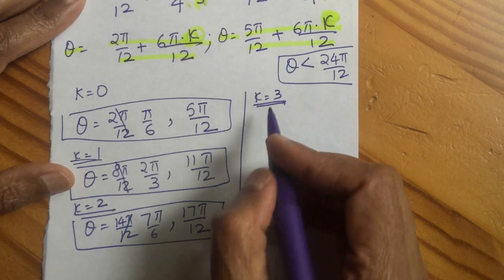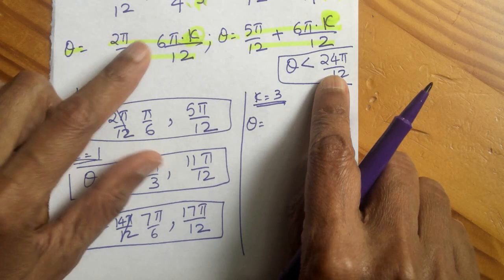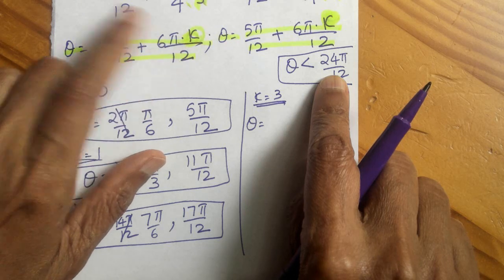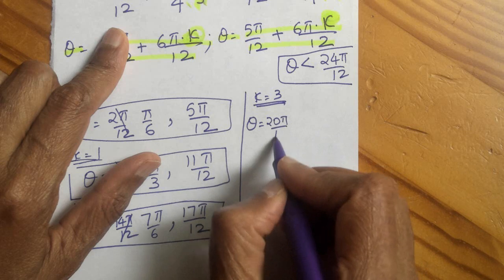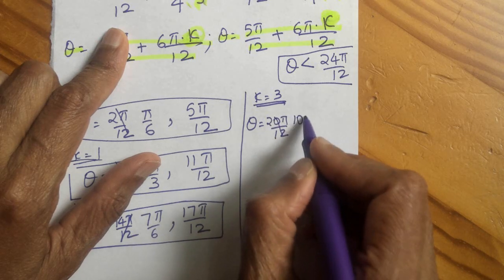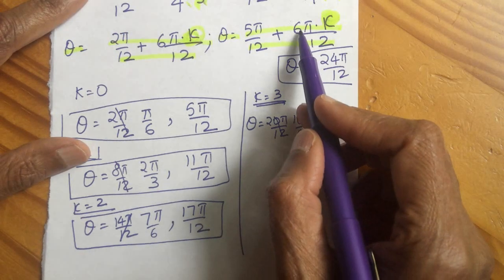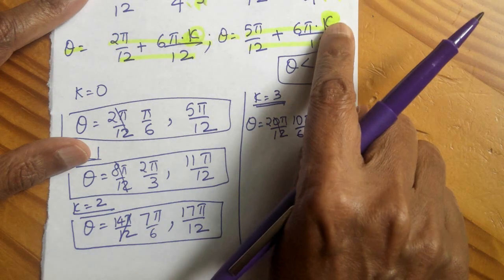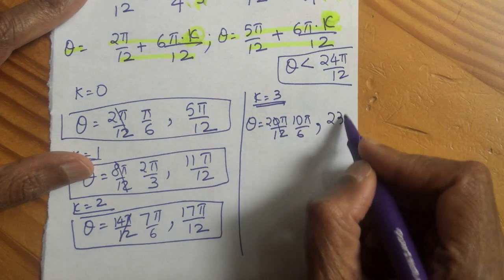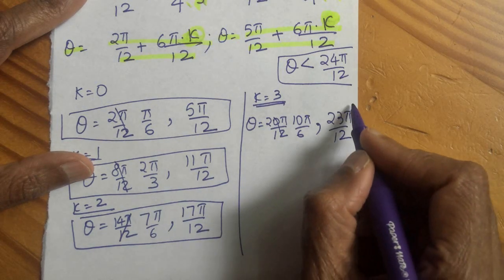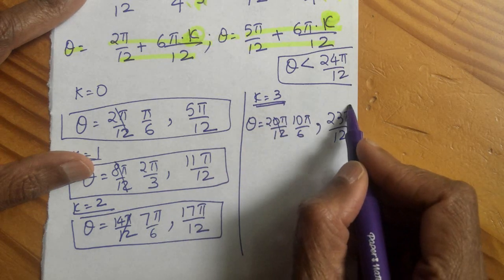And k equals 3, theta equals, so 6 times 3 is 18. 18 plus 2 is 20. 20 pi by 12, which simplifies to 10 pi over 6. And this one is going to be 6 times 3. So 6 times 3 is 18. 18 plus 5 is 23 pi over 12. And I think I should stop here. I'm so close, and anything I go over is going to go over that.